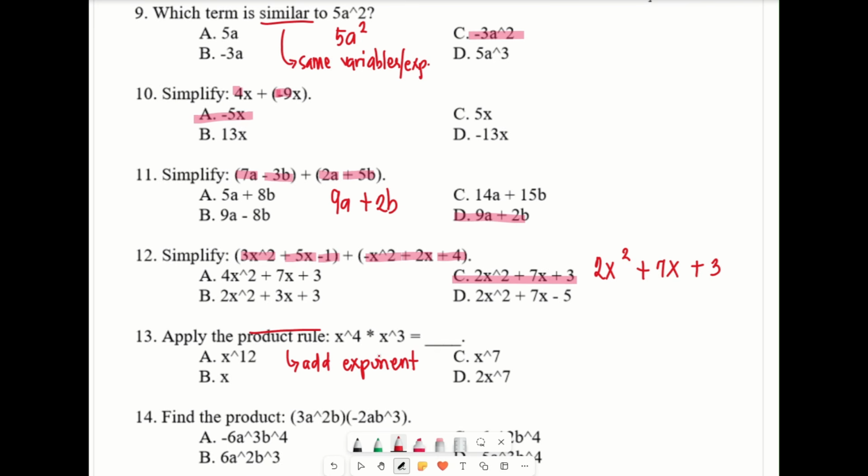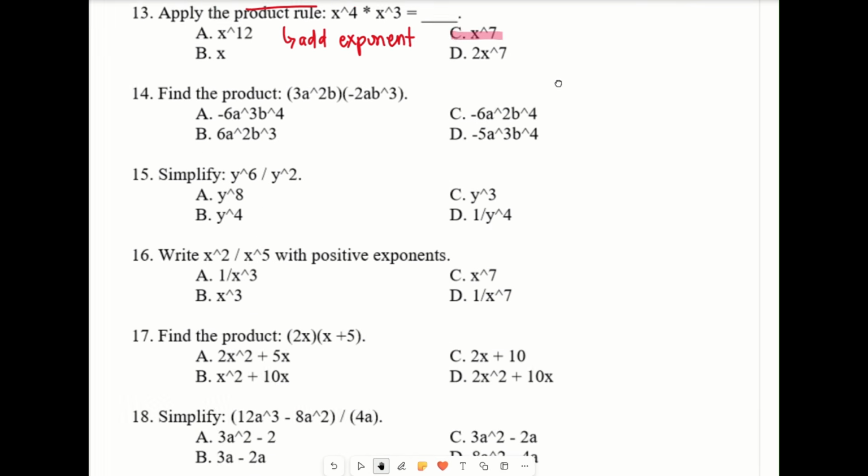Okay, so we got 4 plus 3, we got 7. So x raised to the 7th power. Okay, so for number 13, we got letter C. Next, 14. Find the product.